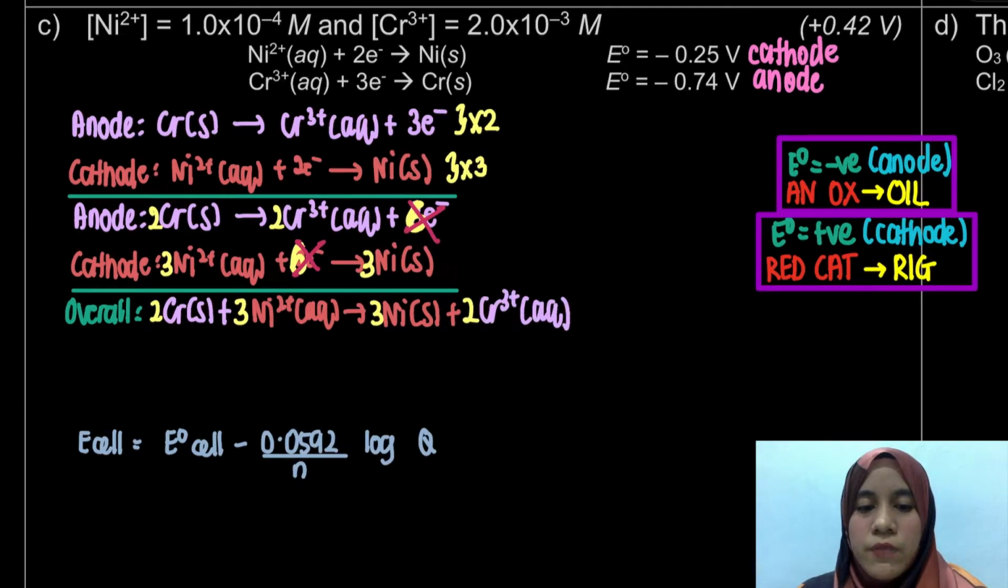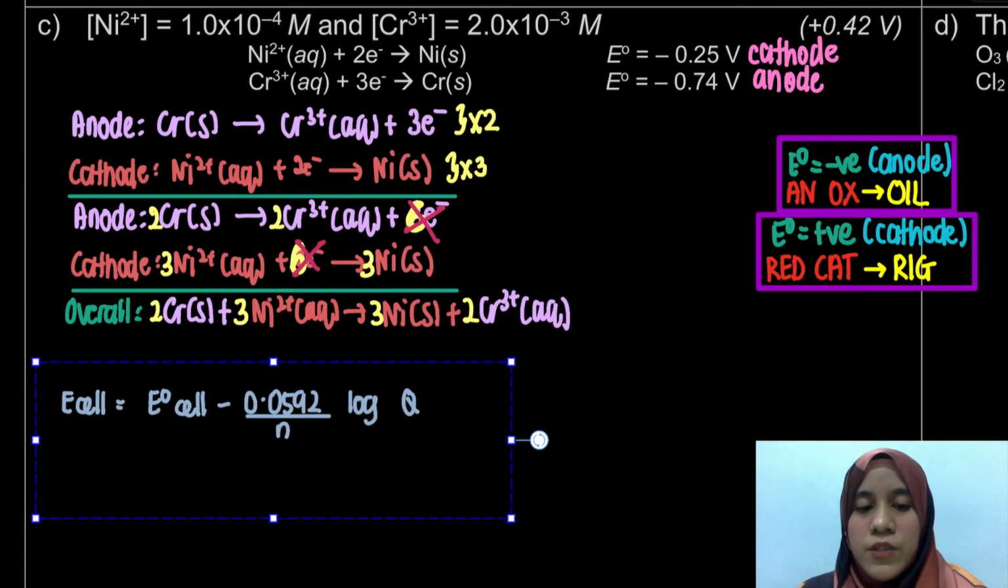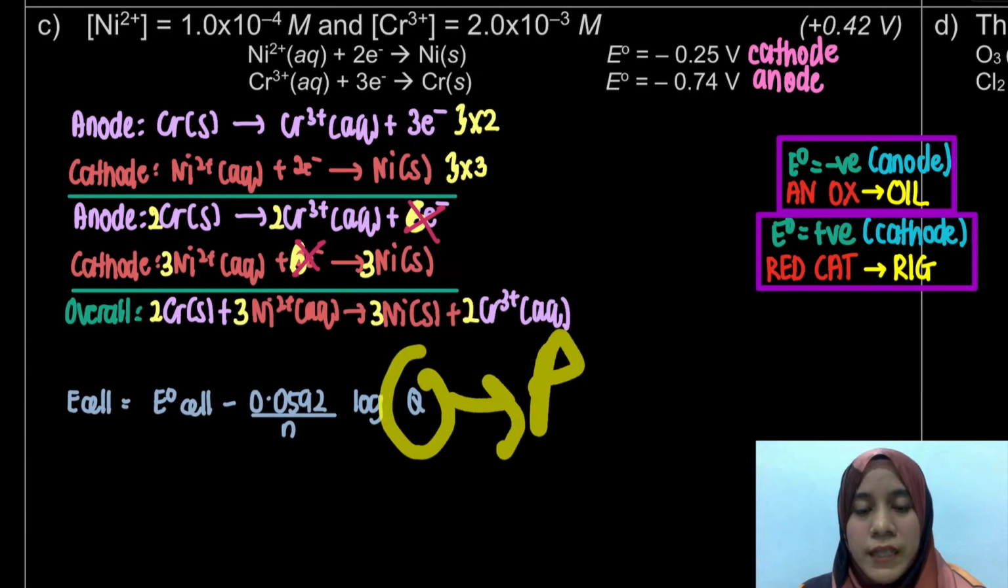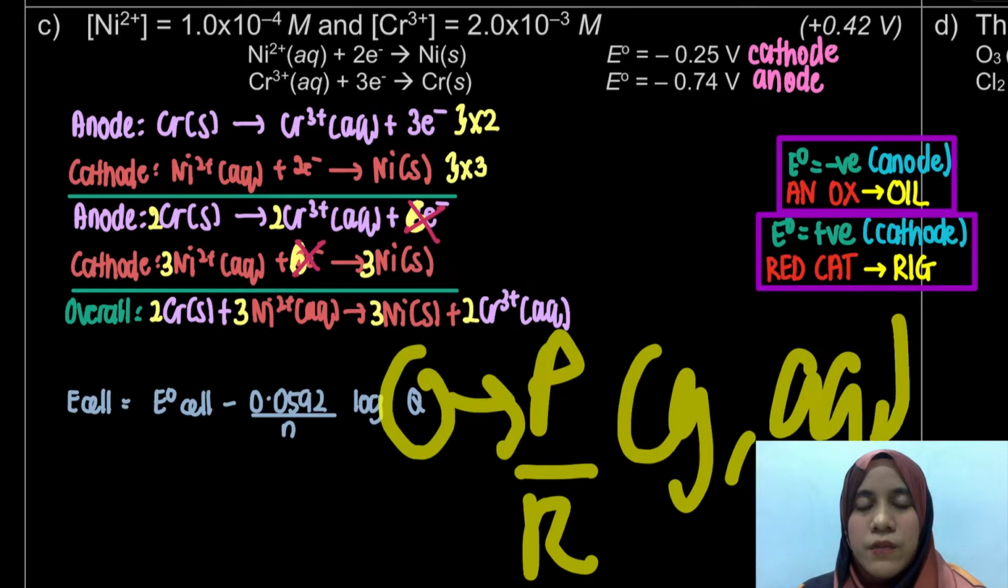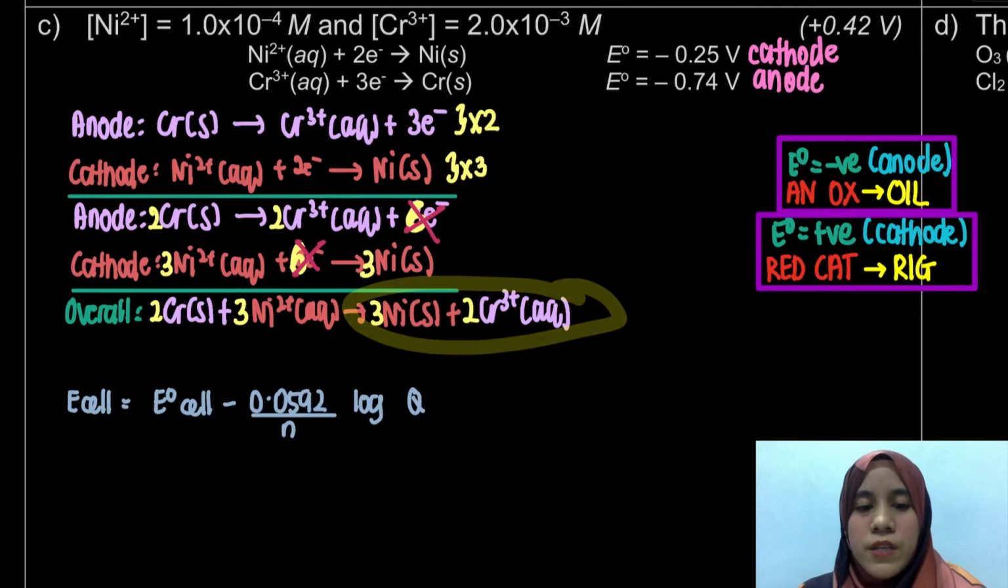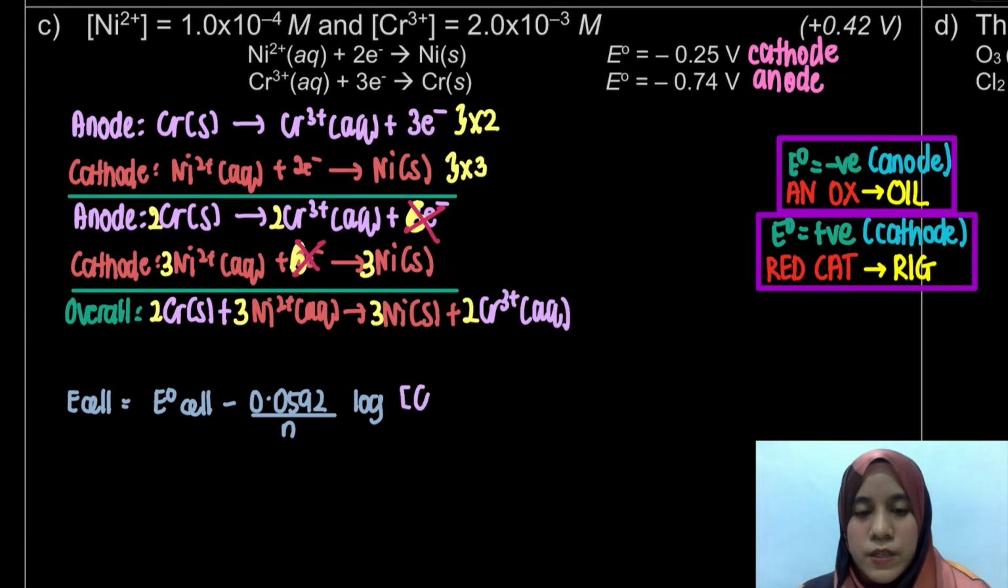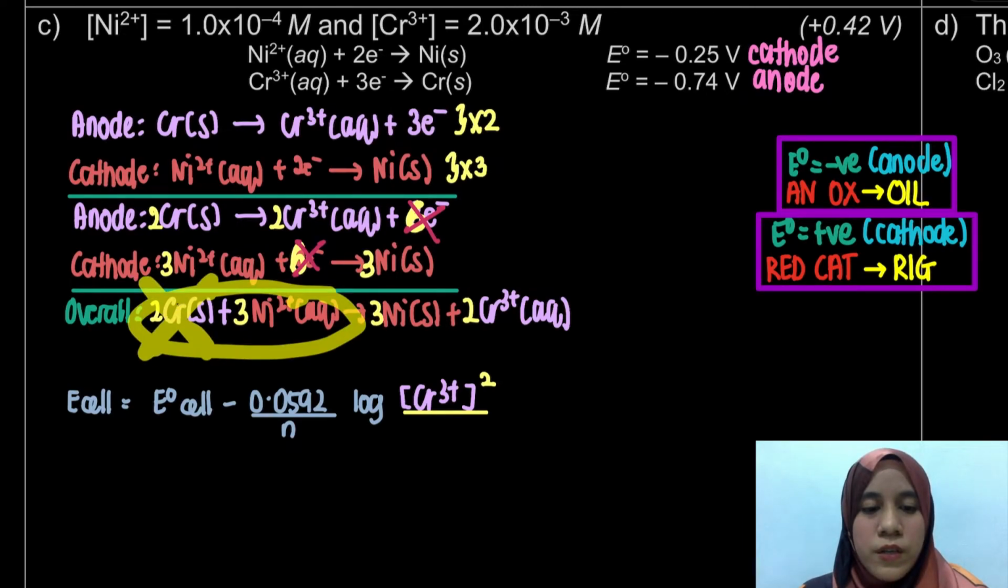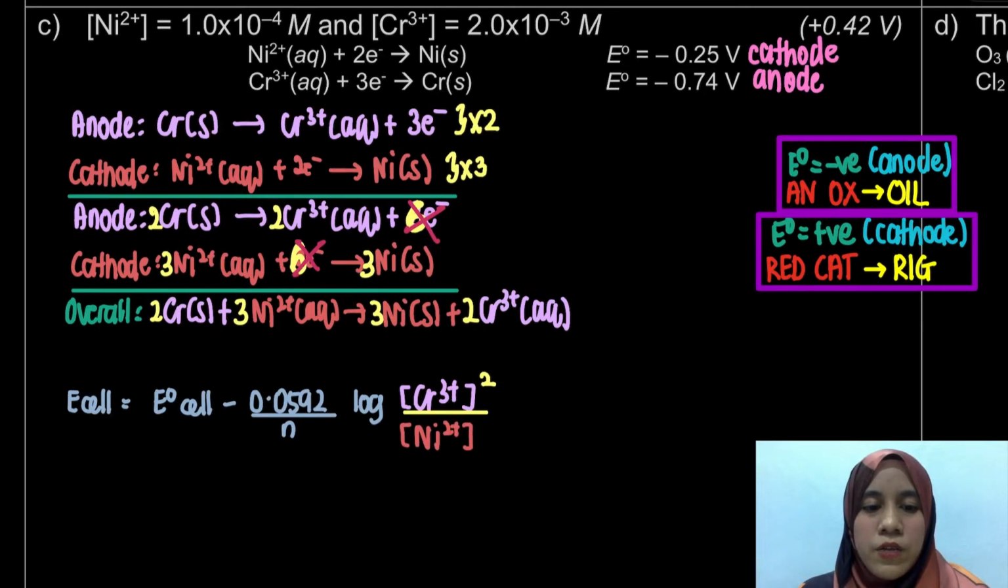From our equation, we can find out our Q. So what is Q? Remember, Q is product over reactant. For the product, the phase must be aqueous, and solid is not included. So we have to include the Cr3+ aqueous. But then we have 2 in front, so we have to write it to the power of 2. For the reactant itself, the chromium solid is not included. What we have is nickel 2+. But because we have 3 in front, we have to write it to the power of 3.